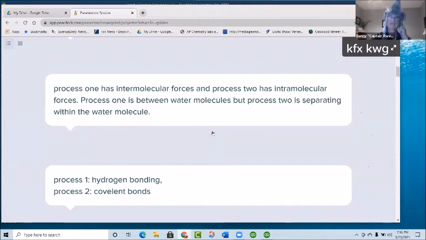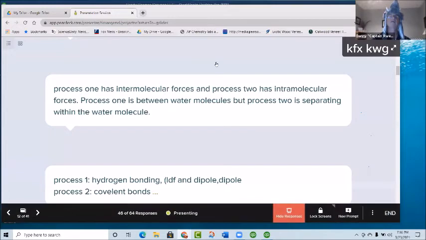So be careful saying process 1 has intramolecular and process 2 has intramolecular, because they want to know what intermolecular and what intramolecular force. It's not enough to use the same word. You're going to have to refer to a specific kind of force that's doing that.